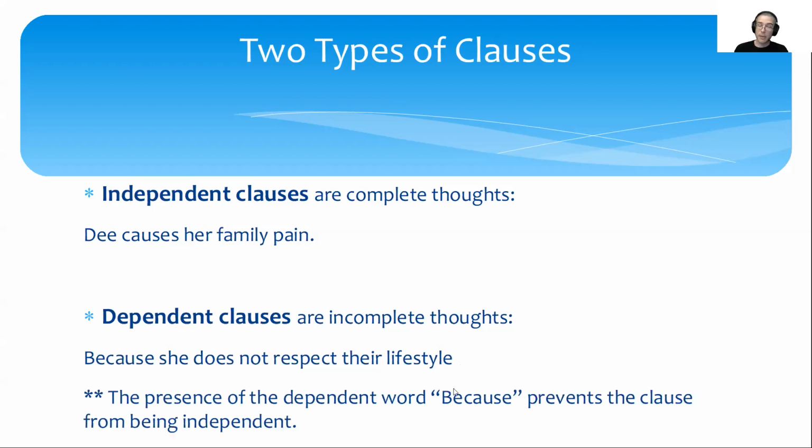The presence of the dependent word because prevents the clause from being independent. I could just say, she does not respect their lifestyle. Suddenly, I have an independent clause. But this word, known as a subordinating conjunction, and we'll talk about those more in a minute, the subordinating conjunction because, turns an independent clause, she does not respect their lifestyle, into a dependent clause. Oftentimes, dependent clauses, when they stand alone in your essay, and they can't do that, they're not sentences on their own, are a grammatical error known as a sentence fragment. They're a piece of a sentence. They're an incomplete partial thought.